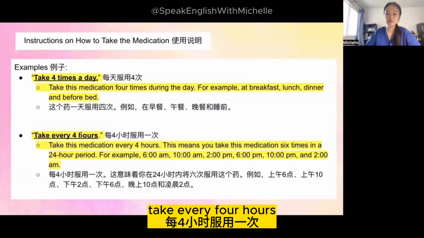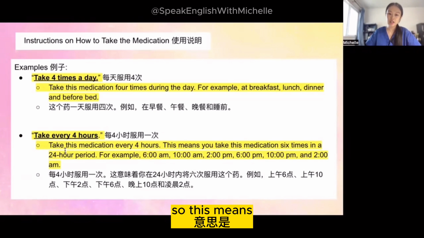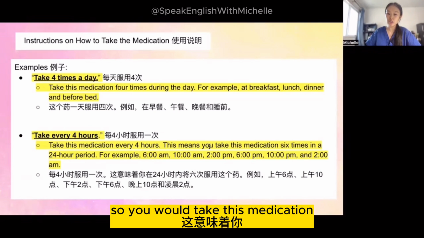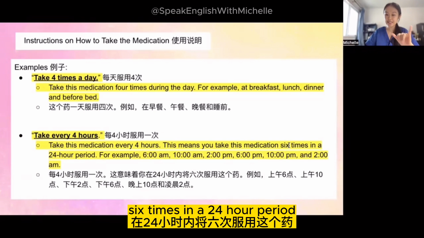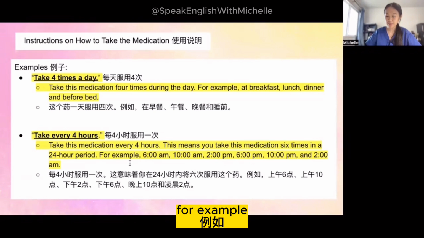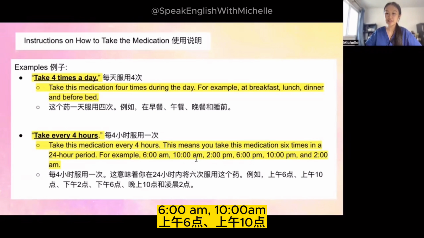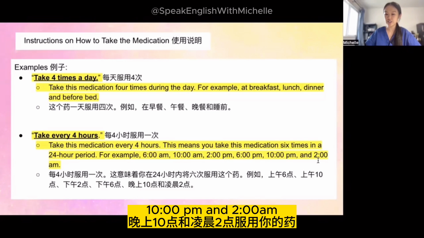Take every 4 hours. So this means take this medication every 4 hours. So you would take this medication 6 times in a 24-hour period. For example, you would take your medication at 6 a.m., 10 a.m., 2 p.m., 6 p.m., 10 p.m., and 2 a.m.